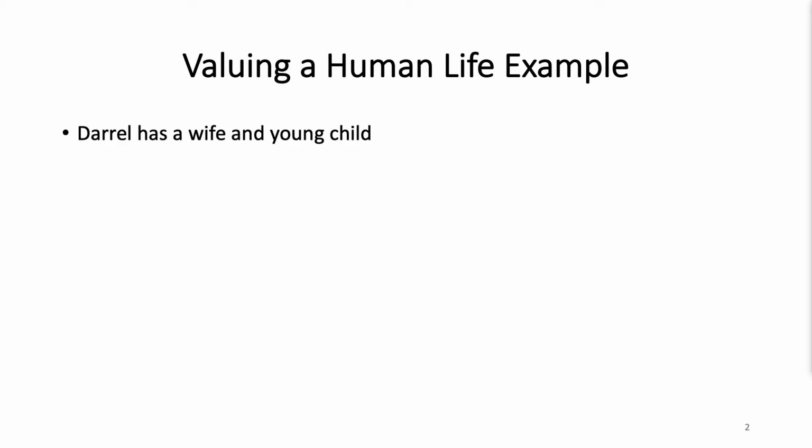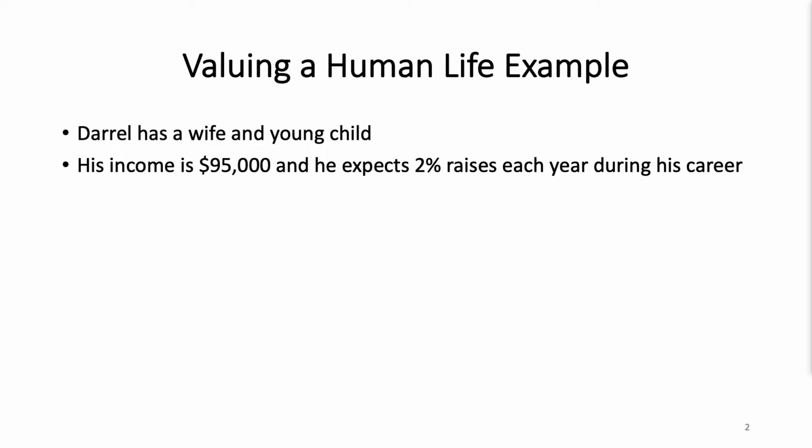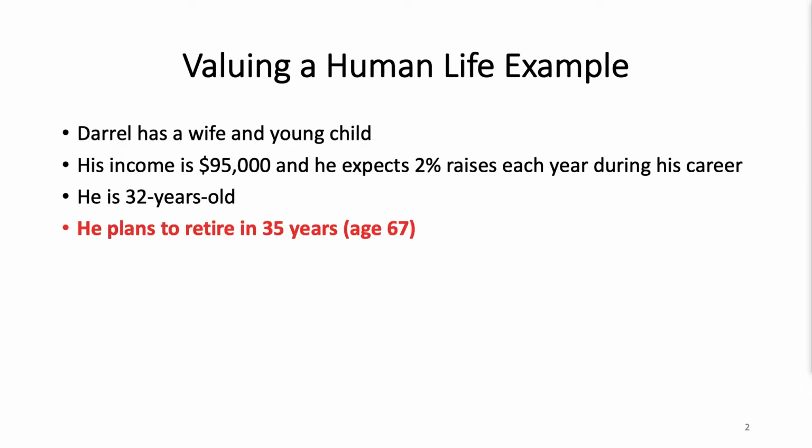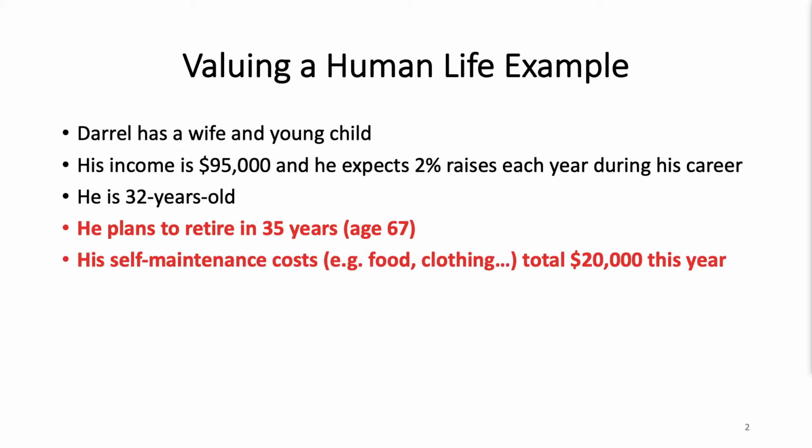So here's the example. Daryl has a wife and a young child. His income is $95,000 this year, and he expects 2% raises during his career. He's only 32 years old. He plans to retire in 35 years, so we want to replicate 35 years of his income. His self-maintenance costs total $20,000 this year.